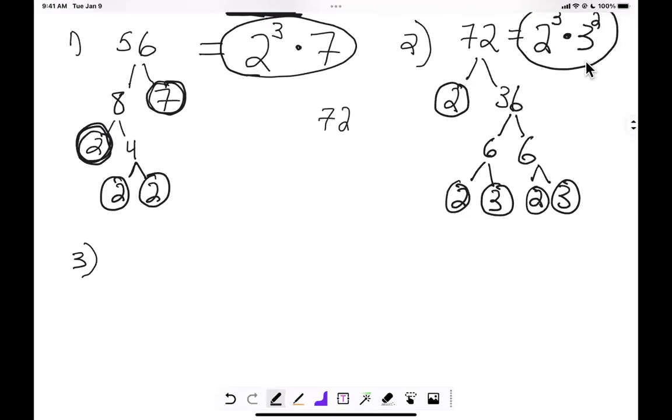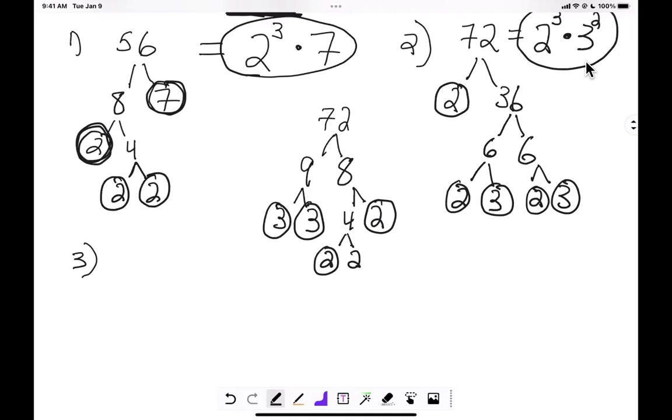Yes, ma'am. If I do 9 and 8, which is fine, then 9 can be broken down to 3 and 3, which is also my primes, right? And then 8 we break down to 4 and 2. Well, 2 is my prime. And then 4 I can break down to 2 and 2, and there's 2 more of my primes. And you'll notice I have the same answer. I have 3 2's, 2 to the third, and I have 2 3's, 3 squared. So it doesn't matter what you pick to divide or break down that number to, you're going to get the same answer at the end, because you're breaking down to the primes, and the primes are always going to be the same no matter what multiplication factor you use.